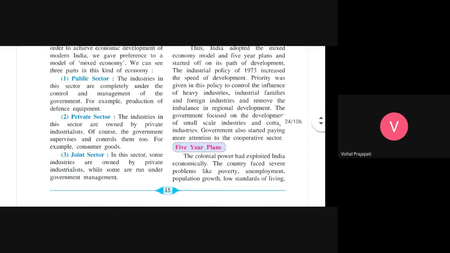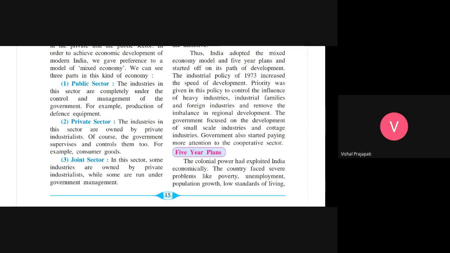All right. Thus, India adopted the mixed economy model and the 5-year plans to start off on its path of development. India chose the mixed economy model, and along with that, the 5-year plan, to start our journey towards development. We adopted the mixed type economy and after that the 5-year plan, so that we can plan for the next 5 years what we have to do, setting goals and stepping towards those goals. Okay, all right.